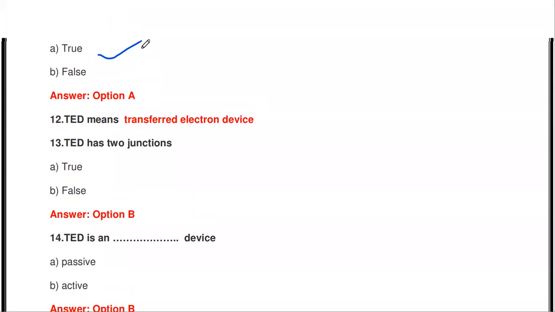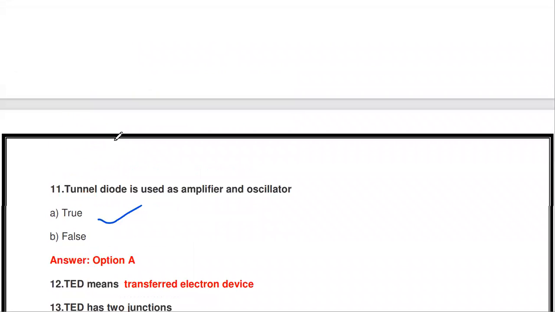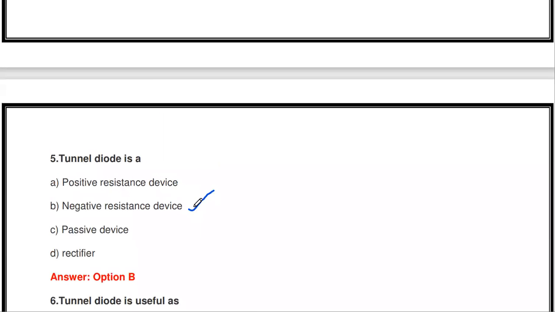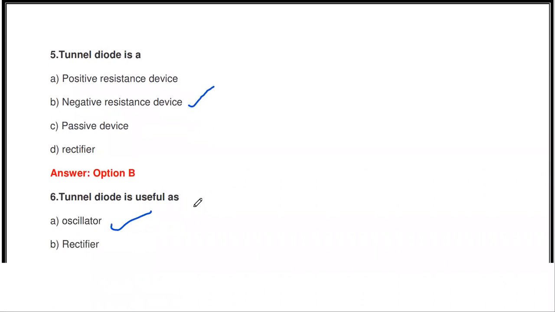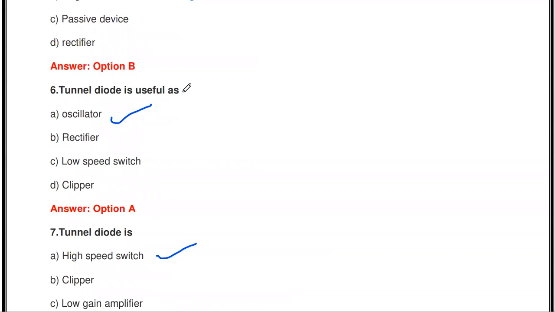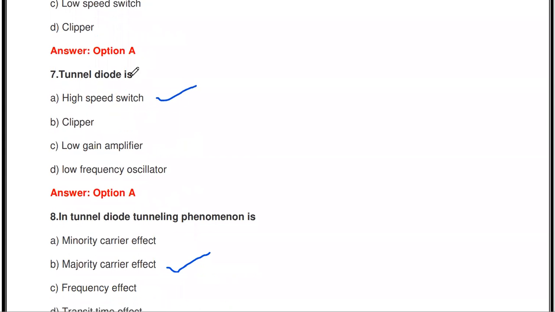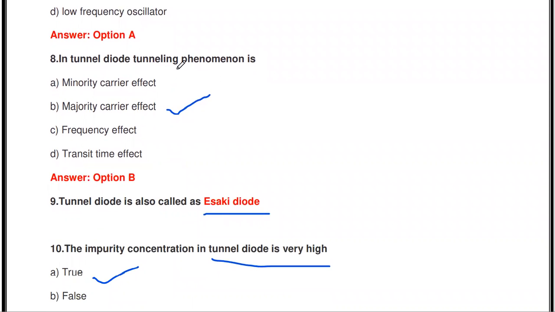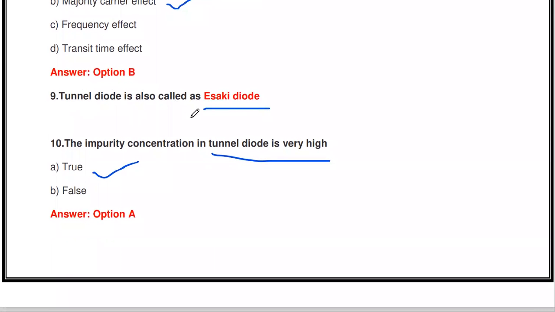So these are all the questions about the tunnel diode. Just see the tunnel diode. First, it's a negative resistance device. That's the important thing. And the tunnel diode is useful as an oscillator. For microwave frequency generation, we use the tunnel diode. So among the four options, oscillator is the correct one. The tunnel diode is also used as a high speed switch. And in the tunnel diode, the tunneling phenomenon is based on the majority carrier effect. And what is the other name of the tunnel diode?